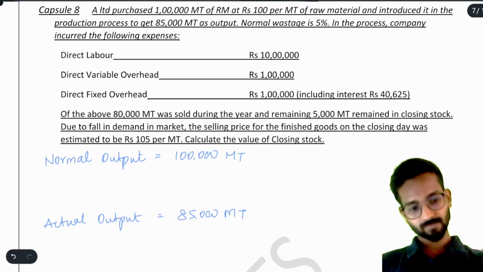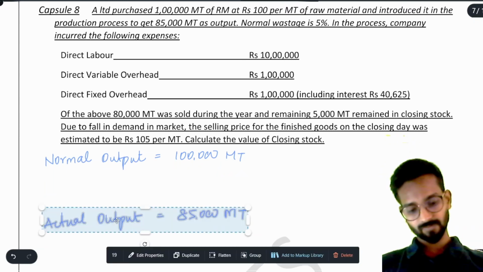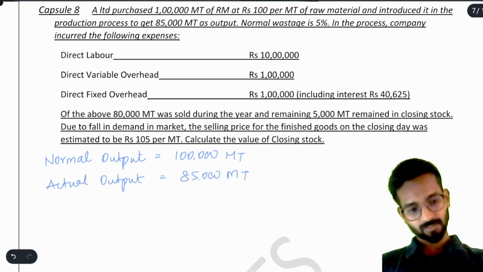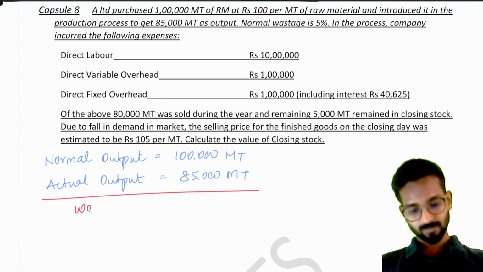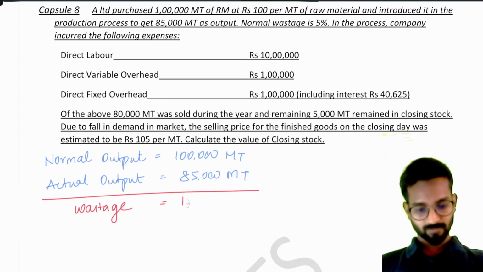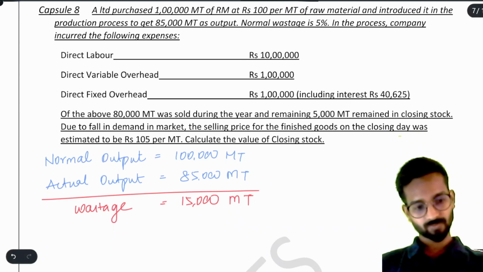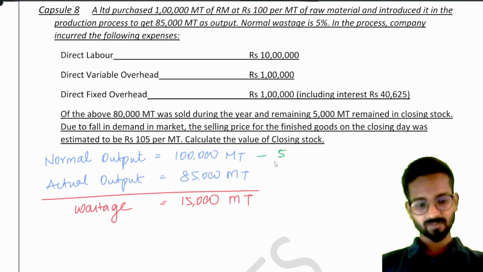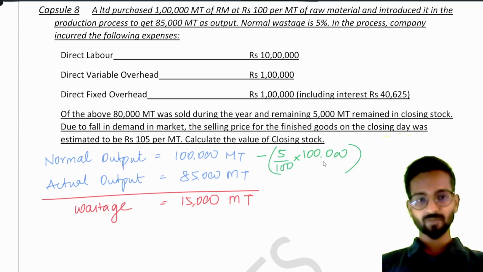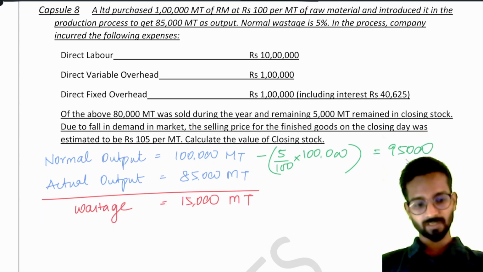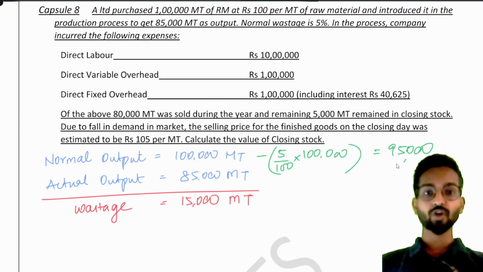Now understand this. It means wastage is 15,000 metric ton. Simple. But they are saying normal wastage was 5%. Okay, so normal output is 1 lakh. If I remove normal wastage, that is 5%, 5% of 1 lakh is 5,000. So 1 lakh minus 5,000 will be 95,000. Now understand, 95,000 is my normal capacity.